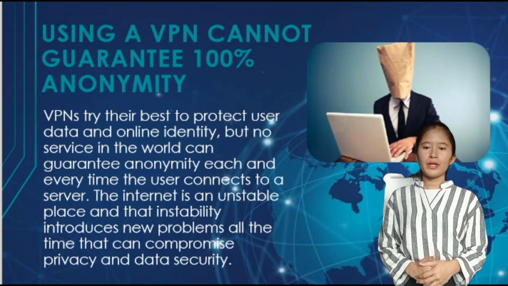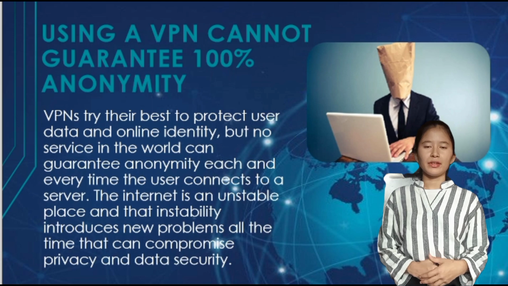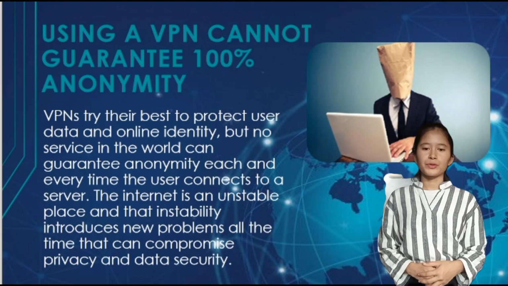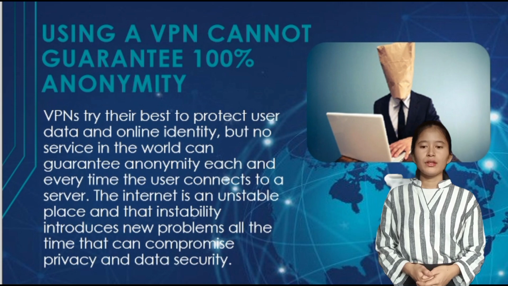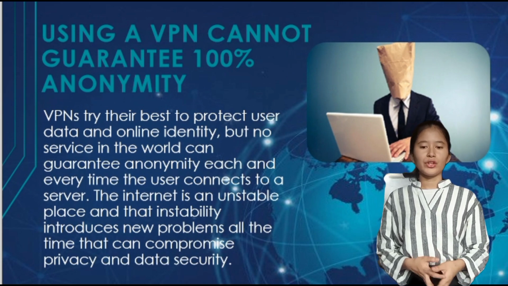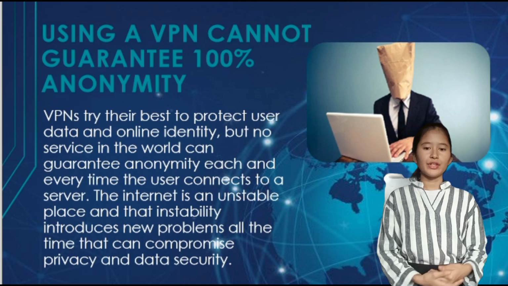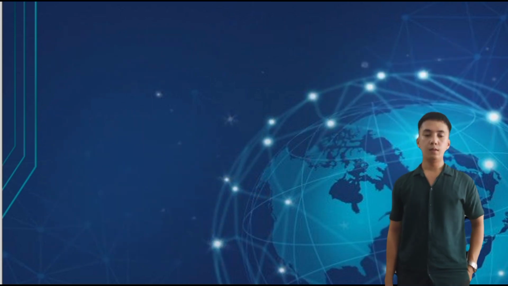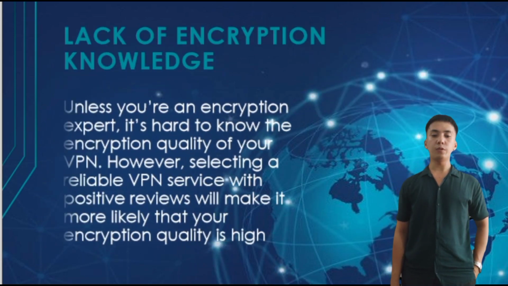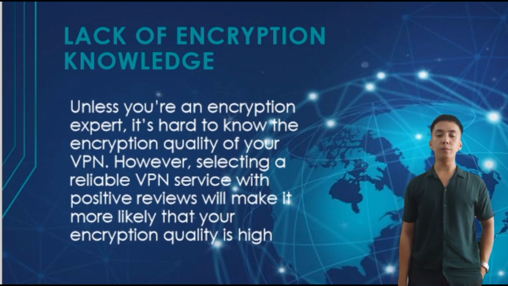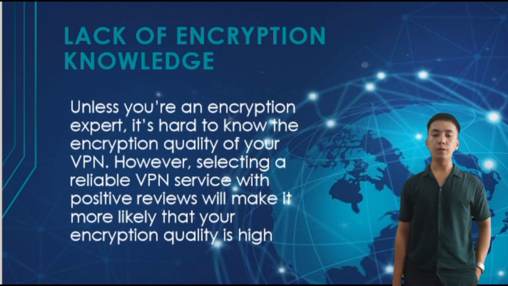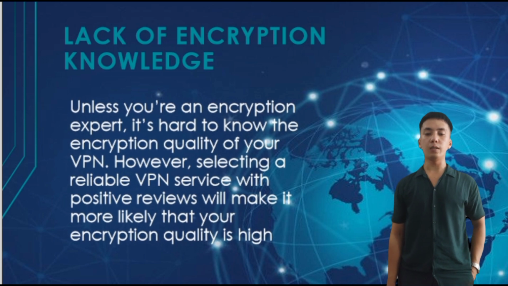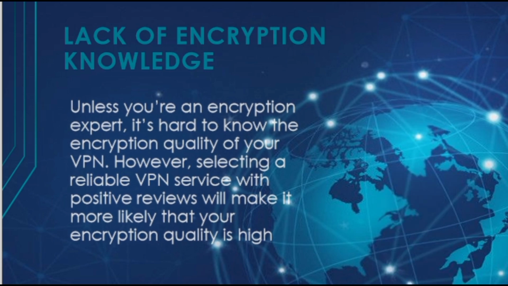Second, using a VPN cannot guarantee 100% anonymity. VPNs try their best to protect user data and online identity, but no service in the world can guarantee anonymity each and every time the user connects to a server. The internet is an unstable place, and that instability introduces new problems all the time that can compromise privacy and data security. Lack of encryption knowledge. Unless you're an encryption expert, it's hard to know the encryption quality of your VPN. However, selecting a reliable VPN service with positive reviews will make it more likely that your encryption quality is high.